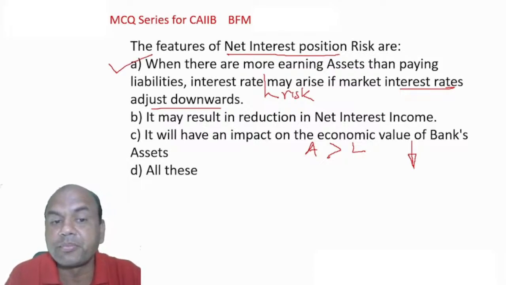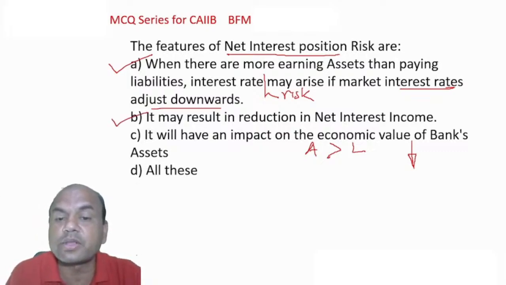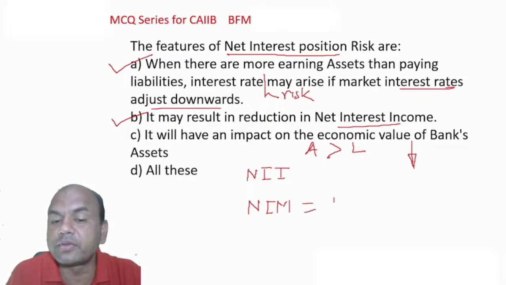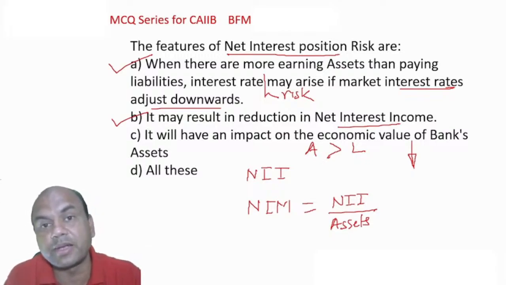What about B? It may result in reduction of net interest income. So that is also true. What is the difference between NII and NIM? NII means net interest income. NIM equals NII upon earning assets. Actually, you can write it as assets also, but it's actually earning assets, not NPAs. And NII means net interest income, the difference between your interest earned and interest paid.